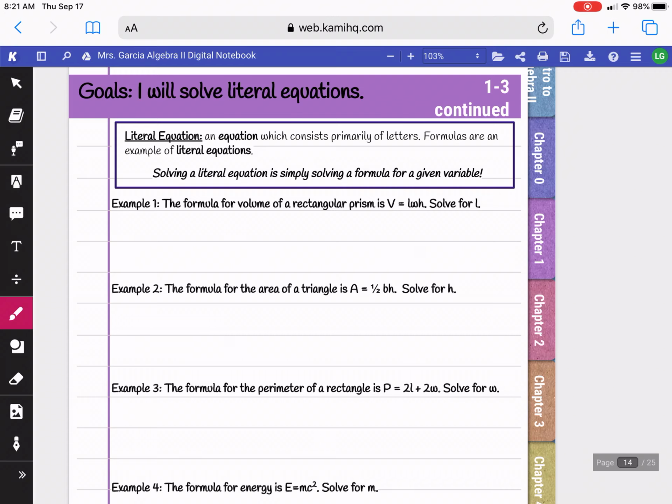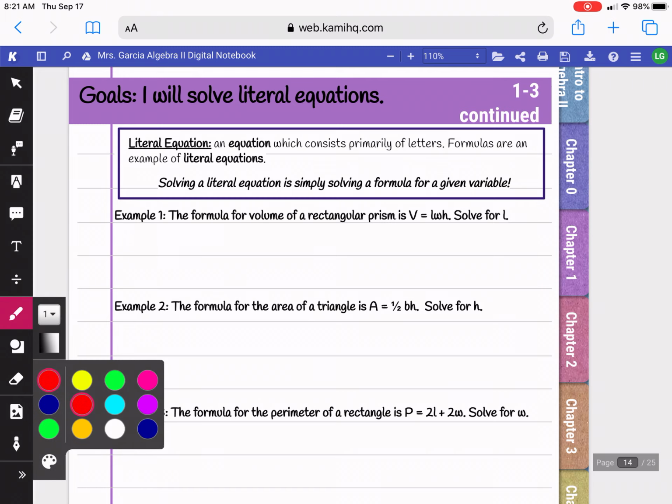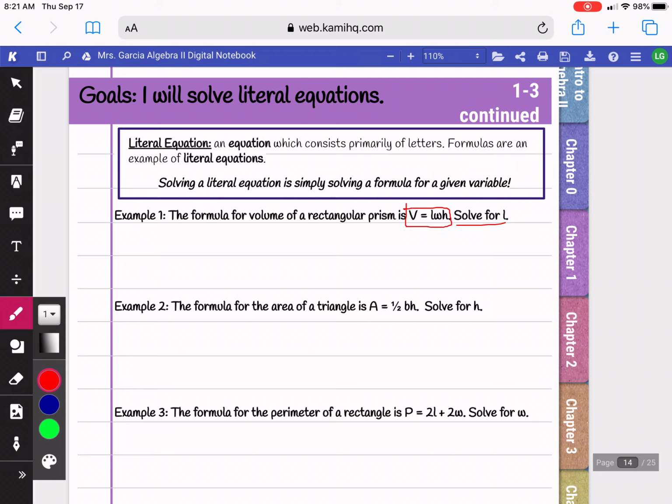In this lesson, we're continuing with solving, but we'll be solving literal equations. A literal equation is an equation that has mostly letters. Formulas are examples of literal equations. So solving a literal equation is just like solving a formula for one of the variables or letters that you see there. In example 1, you see the formula for volume of a rectangular prism, which is length times width times height, and we're going to solve for L.